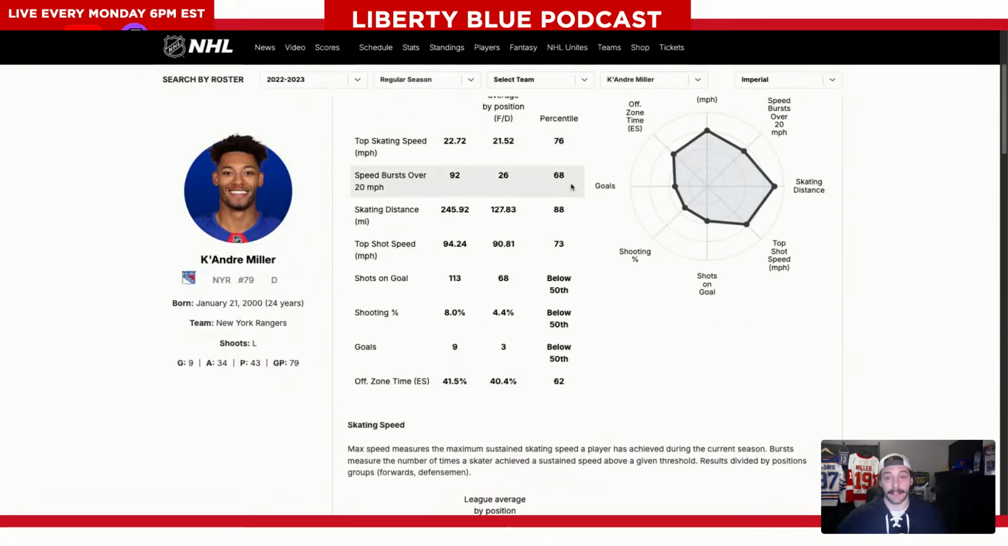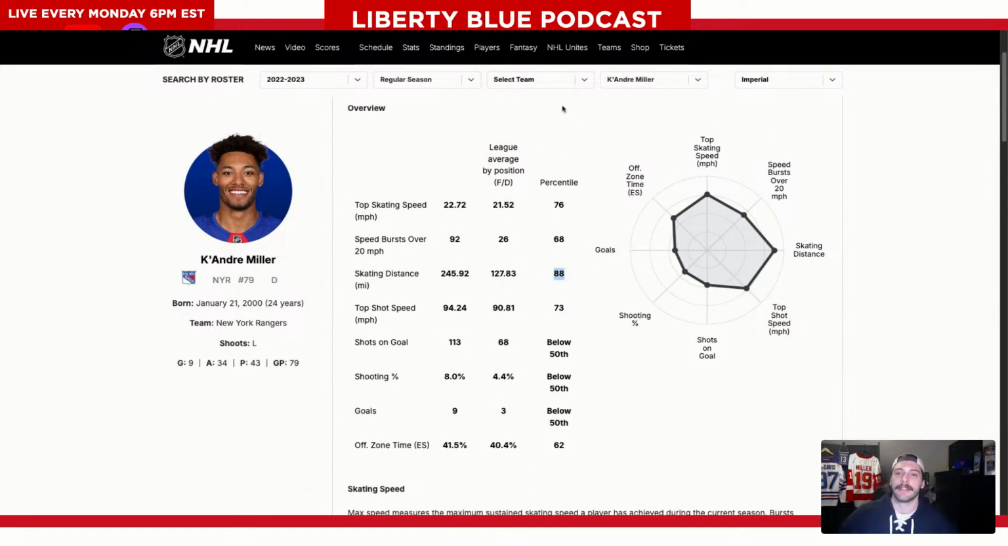This is significantly lower. This is higher. Again, you are starting to get a picture. You are starting to get an understanding of the tools, of the traits, and to see a guy have a discernible jump. We're at 76th percentile, 68th percentile.